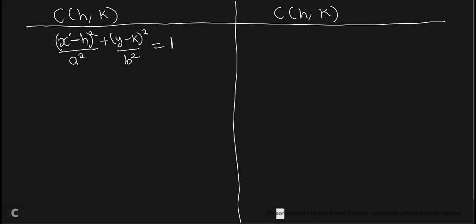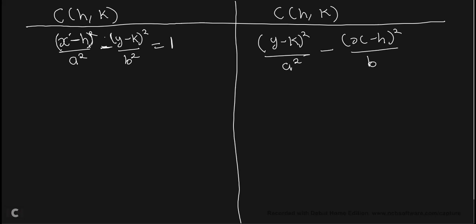I've forgotten one thing there. Here let's put a negative. Then the other one will be (y minus k) squared over a squared minus (x minus h) squared over b squared equal to 1. Like that, right?